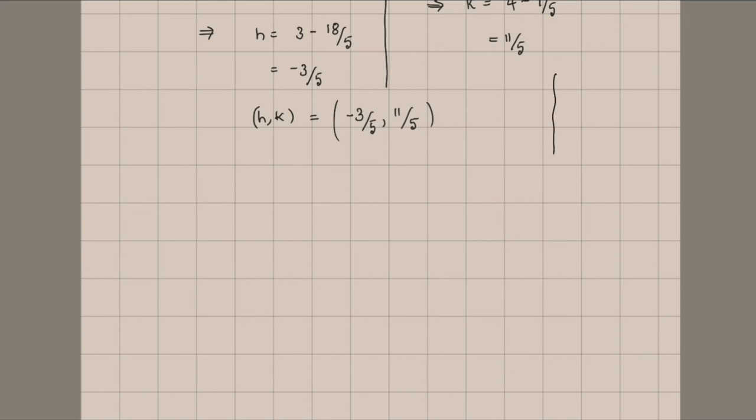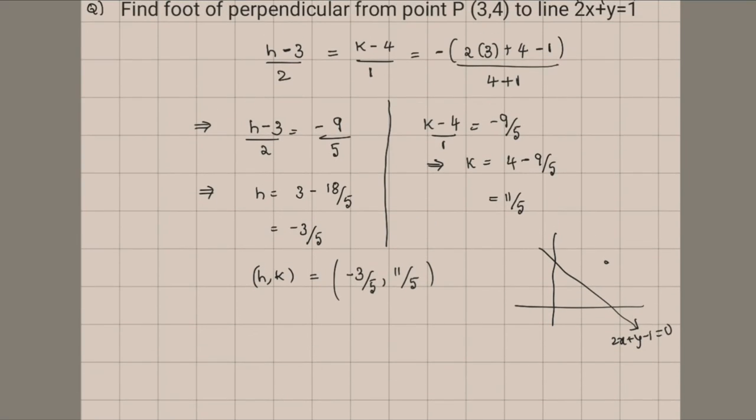So what does this mean? Let's say there is a line L, 2x plus y minus 1 equals 0, and there is a point P which is (3, 4). If you draw a perpendicular from point P to line L, let's say this is point M, this point M is (h, k). So this point is (minus 3 by 5, 11 by 5).